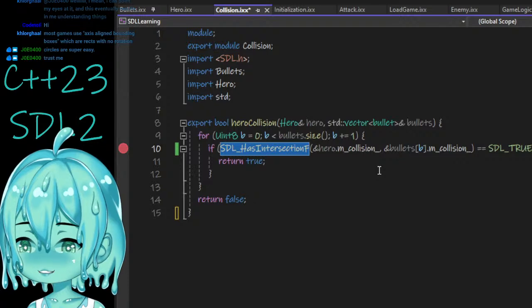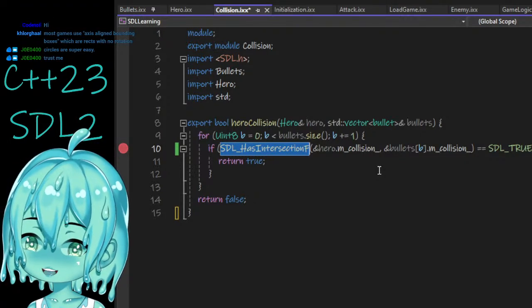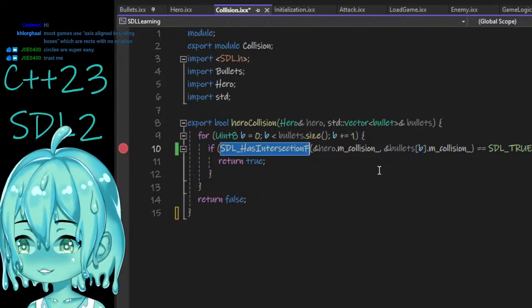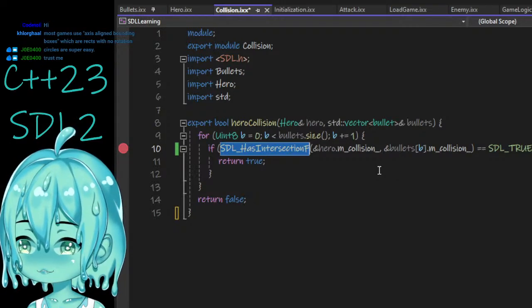Code Toil, hello. Circles are super easy, trust me. Okay, well, some of us didn't take trigonometry, all right? Most games use axis-aligned bounding boxes, which are rects with no rotation.